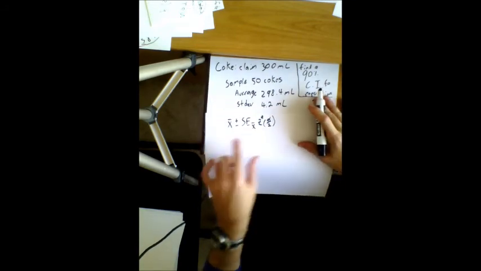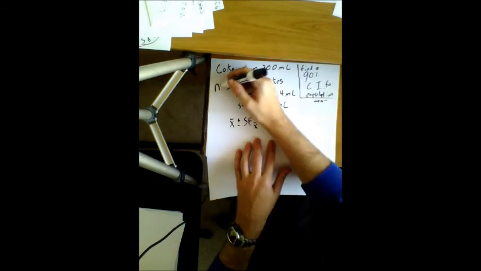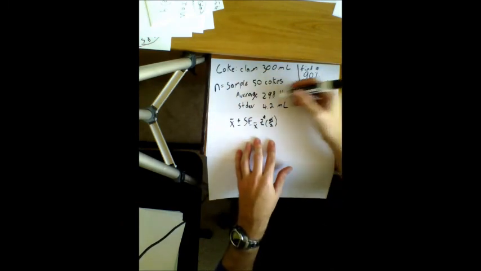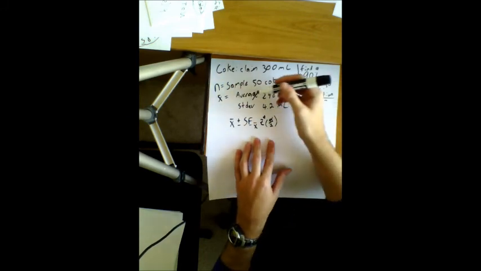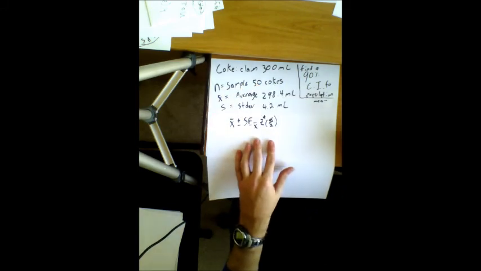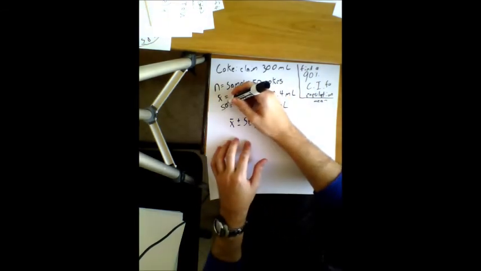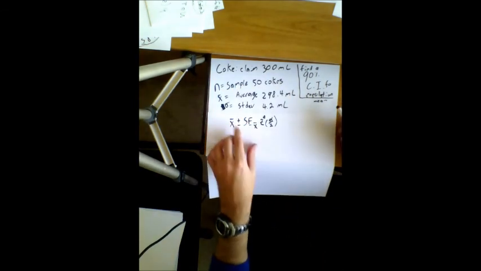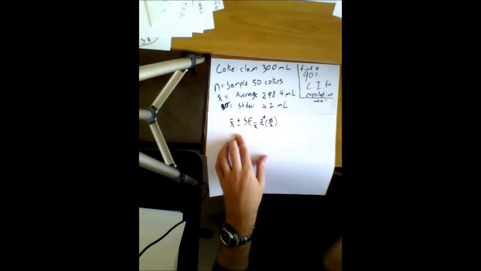So let's go ahead and label this stuff. Our sample of 50 cokes, this is n. Our average, this is of course x bar. And our standard deviation, this is from a sample, so we're going to go ahead and put s. You know what, let's assume actually that somehow we know that the standard deviation is from the population. Let's go ahead and use sigma.